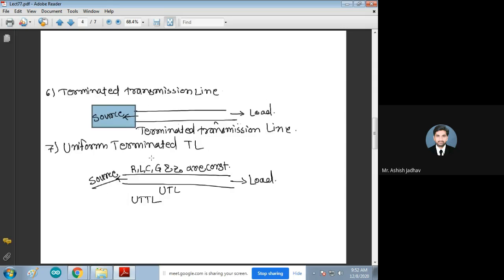Then next is the uniform terminated line. If both the ends of the transmission line are terminated, connected to a source and load, and if the values of the primary constants are constant over the entire length of the transmission line, then we will call such a transmission line a uniform terminated transmission line.